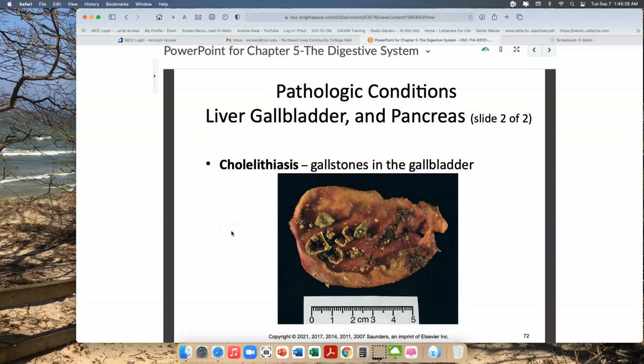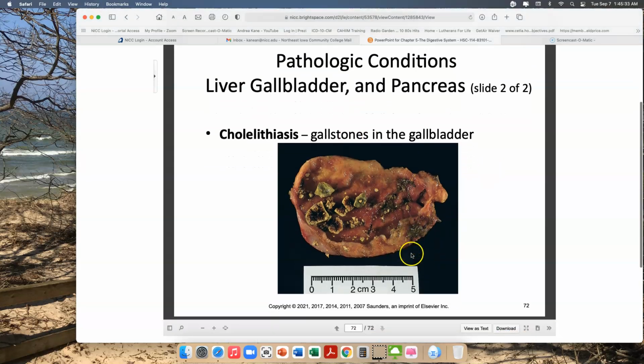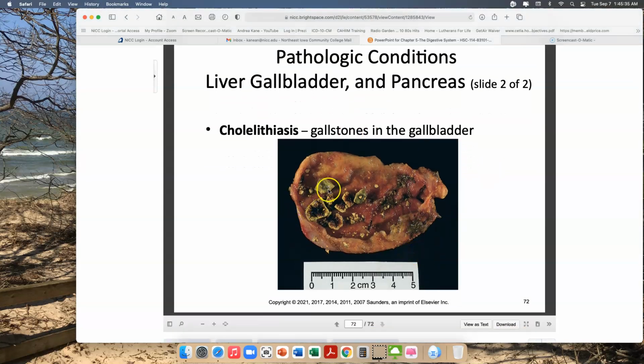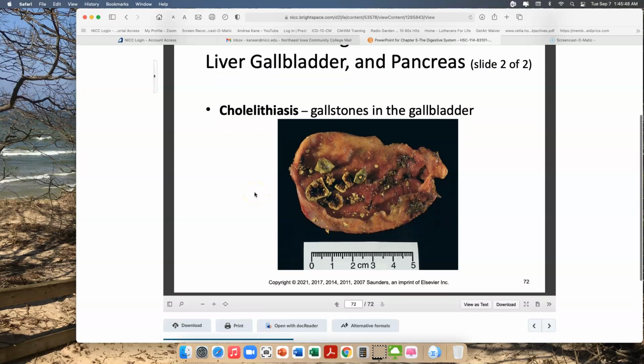So cholelithiasis. Cholelithiasis, that means gallstones in the gallbladder. And this is a picture of a gallbladder. And you can see these stones in here. Granted, they've been broken up, obviously, but you can see they're pretty significant when you look at the size of the gallbladder. So that is chapter 5.